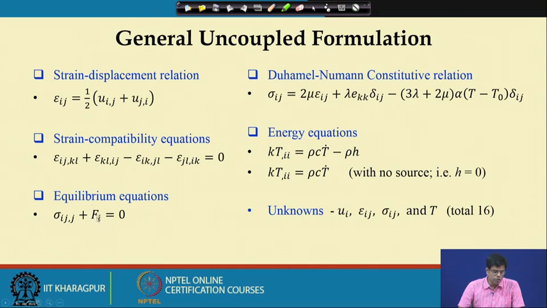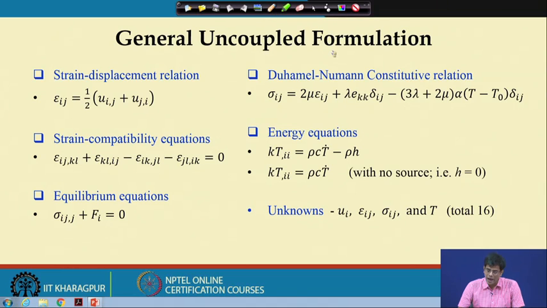We also know the equilibrium equation. Here I am describing the body force in terms of F. And then the Duhamel-Newman constitutive equation. In the constitutive equation, we have this form. This is the mechanical stress, and this is the thermal stress part. And now here the basic idea is you have the additional material constant for a thermoelastic material, which is the coefficient of thermal expansion of the solid, which is denoted by alpha.